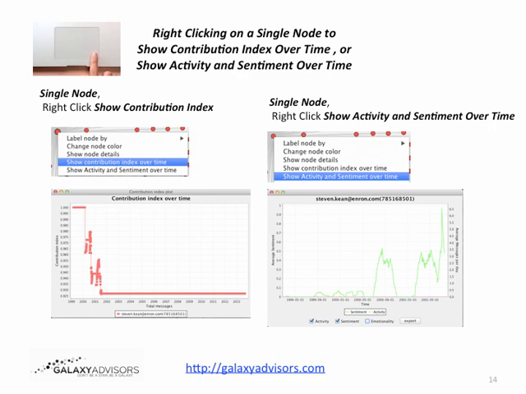Right-clicking on a single node can show a contribution index over time or activity over time. Here's an example of that. In this case, I did calculate this contribution index, and I did calculate sentiment prior to this. But if you do that, you can show these graphs as well. On the right side, I'm showing the activity and sentiment over time for that particular node.